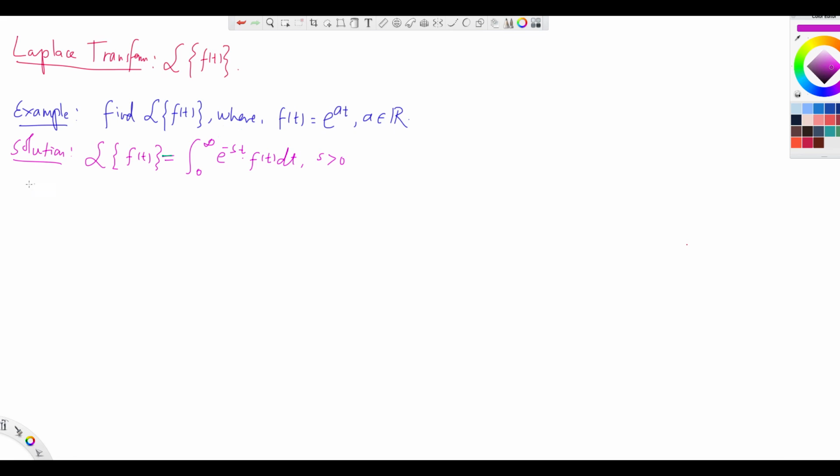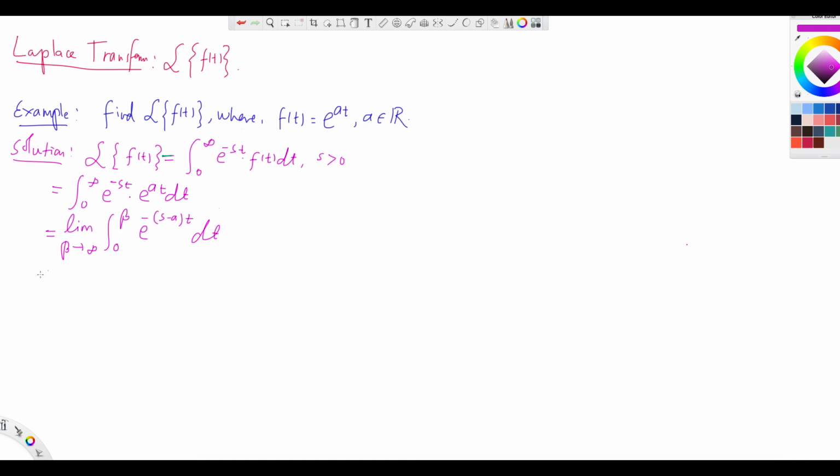So how do I do that? Let's plug in that value. So 0 to infinity, and then e to the negative st times f(t), which is e to the at, and then dt. This can be written this way. Let me write the infinity in limit form: limit as beta tends to infinity, 0 to beta, and then you can write e to the negative (s minus a)t dt, right?